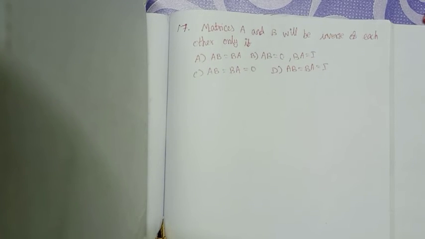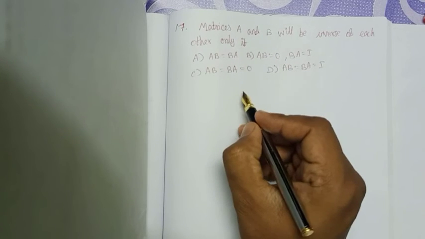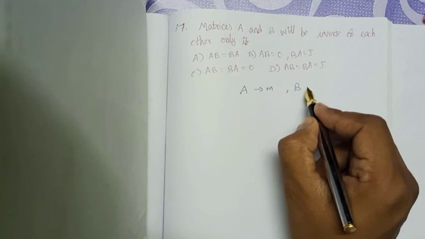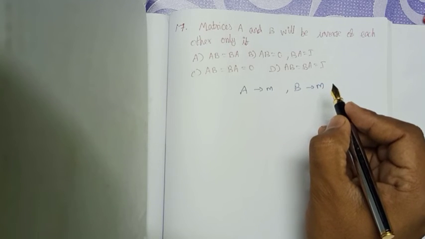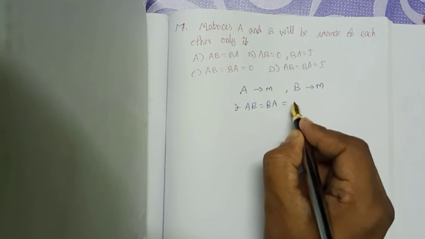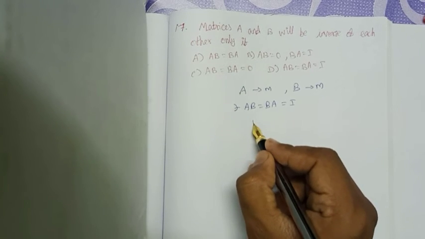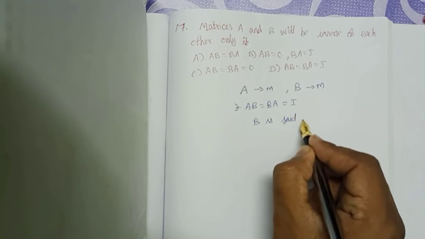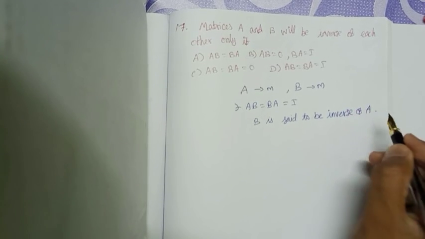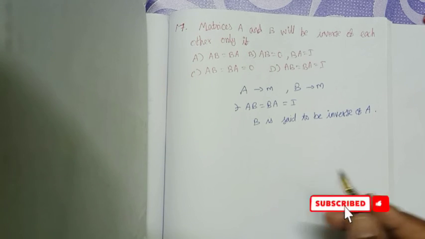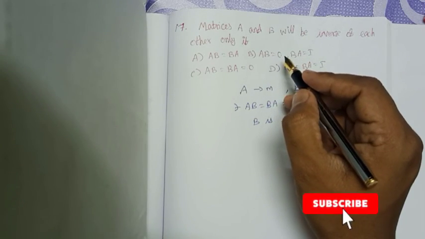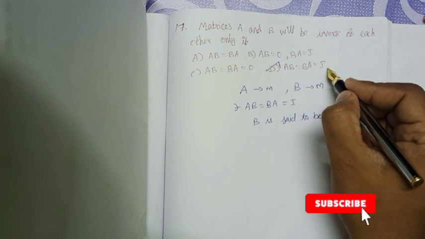We know one of the results: if A is a square matrix of order M, and there exists another square matrix B of the same order M, such that AB is equal to BA, which is equal to the identity matrix, then B is said to be the inverse of A. In such a case, it is clear that A is the inverse of B. Thus, matrices A and B will be inverse of each other only if AB equal to BA equal to the identity matrix.